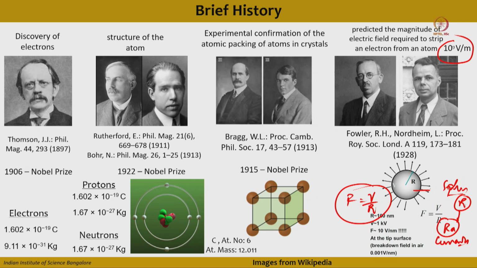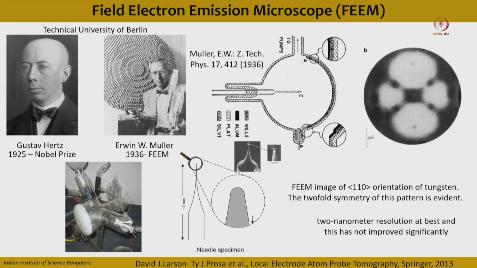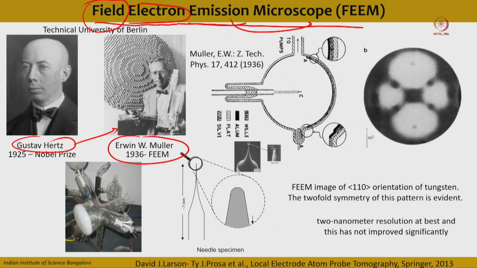After this work, in the mid 1930s, Professor Gustav Hertz took on one PhD student, Erwin W. Müller, and the main task was to design a field electron emission microscope. As the name suggests, it generates a very high electric field such that electrons can be emitted and accelerated, which can be used for imaging purposes. In 1936, Erwin W. Müller was the first person to design this FEE microscope.